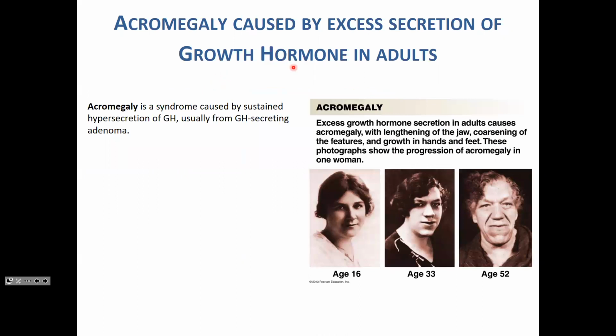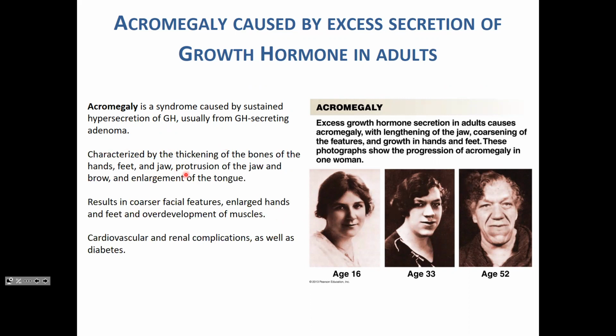If I have excess growth hormone secretion as an adult, the epiphyseal plates of the long bones are already sealed. This is after puberty, so it's not going to involve the long bones. In this picture, this is a person with acromegaly, which is hypersecretion of growth hormone in adults. As she ages, you see her jaw getting coarser and thicker, her tongue getting thicker, and her hair coarse. The characteristics are a thickening of the bones of the hands, jaws, and feet, enlargement of the jaw and brow, an increase in the tongue, coarser hair, and an overdevelopment of the muscles.